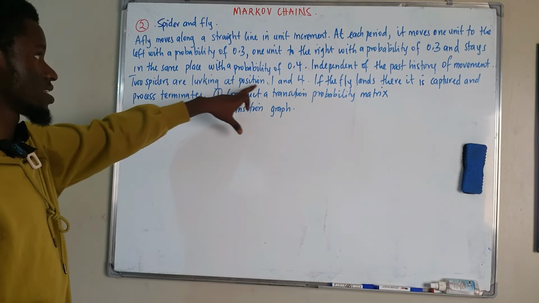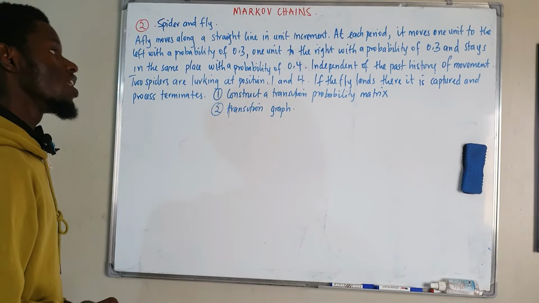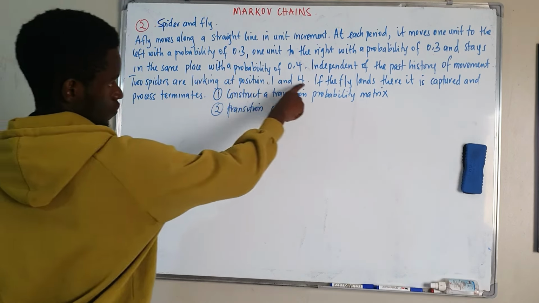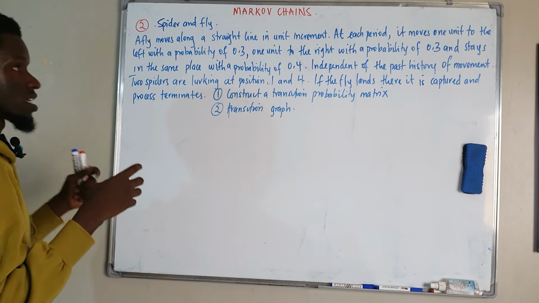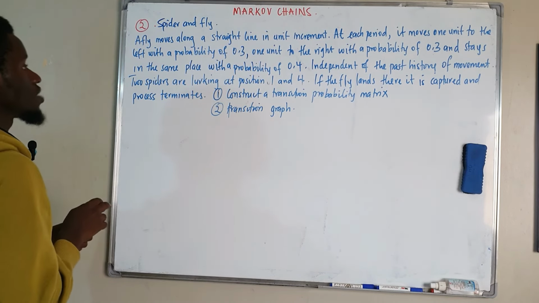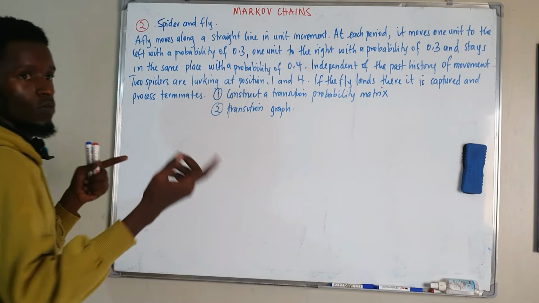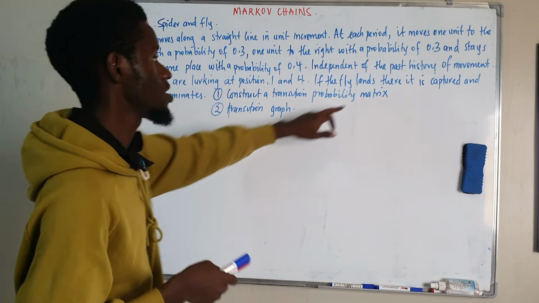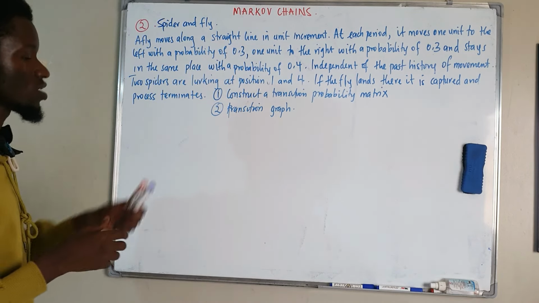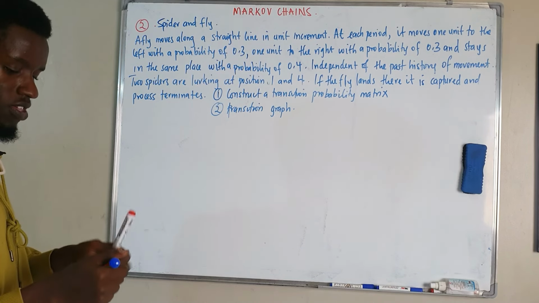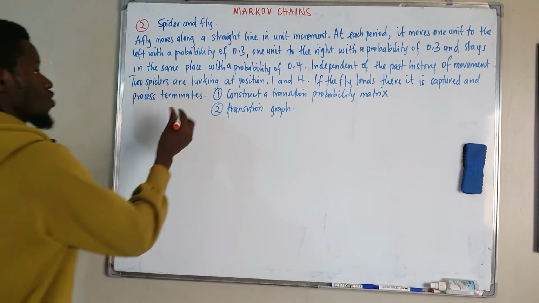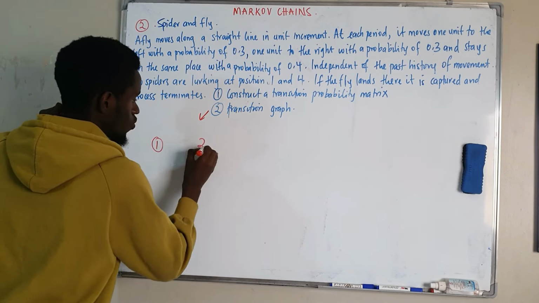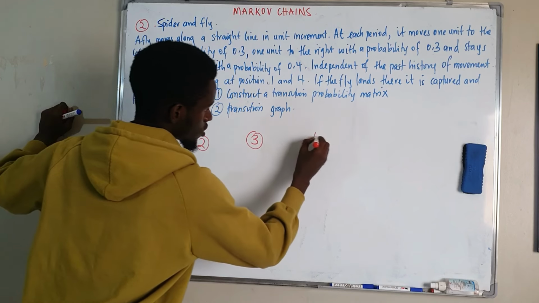2 spiders are lurking at position 1 and position 4. If the fly lands on either position 1 or position 4, it is captured and eaten. Then the process just ends there, so it cannot move back to any position it has been before. Now, let us construct a transitional probability matrix. To keep this simple, we have sketched something. We have 1 step, 2 steps, 3, and then a 4th step here.